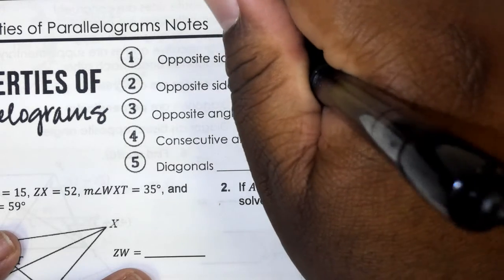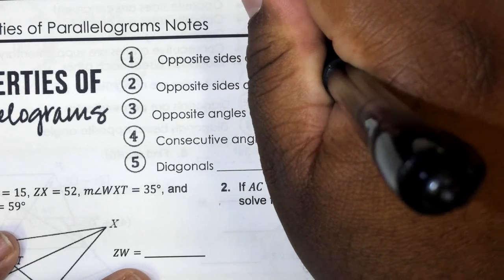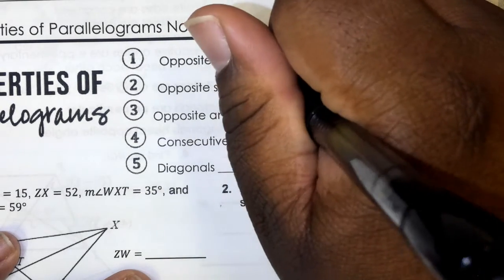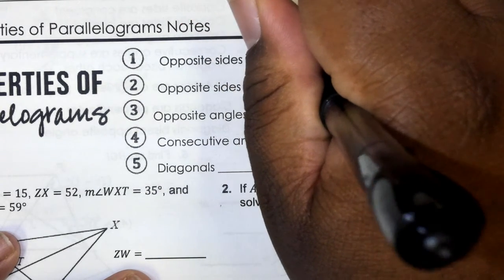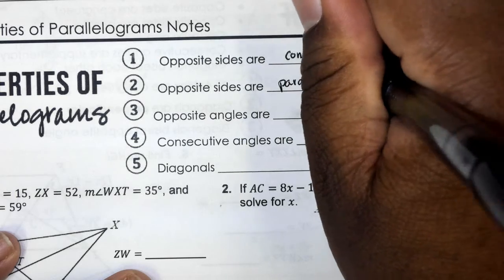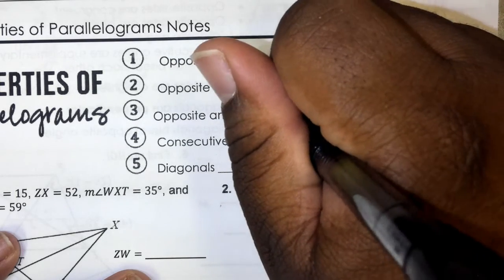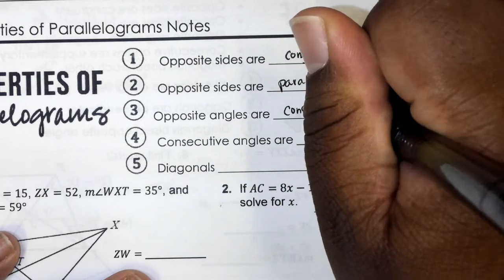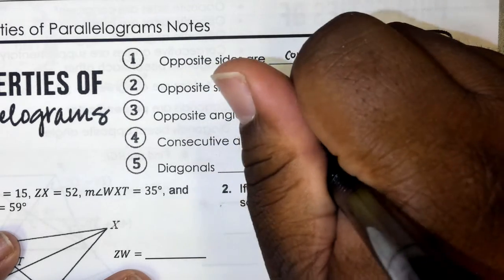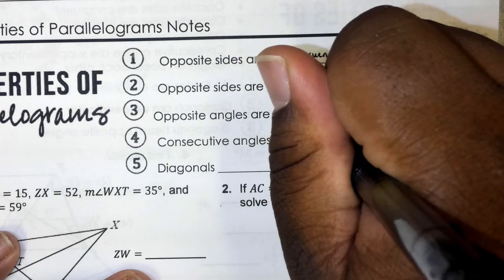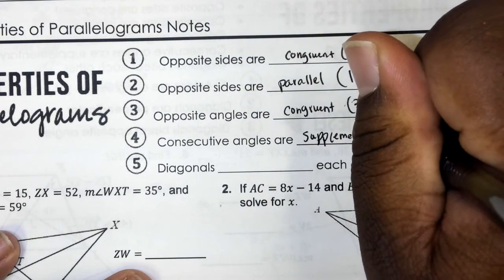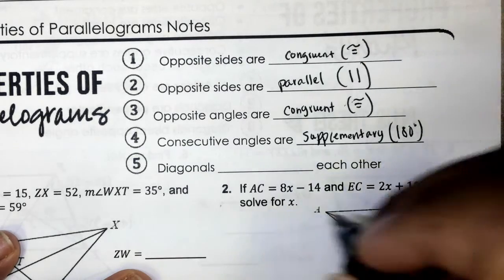Opposite sides are congruent. Opposite sides are parallel. Opposite angles are congruent. Consecutive angles are supplementary, 180. And then diagonals bisect each other.